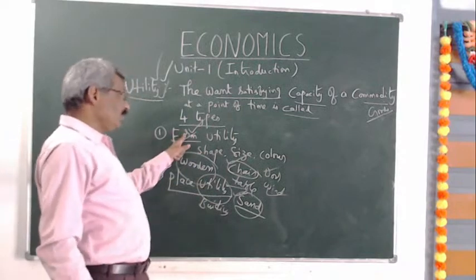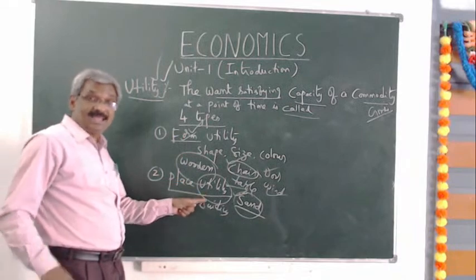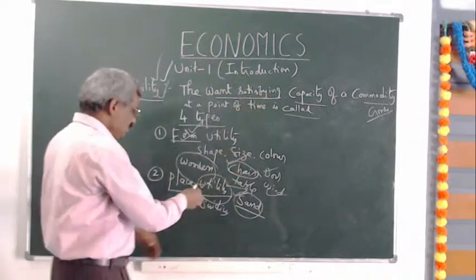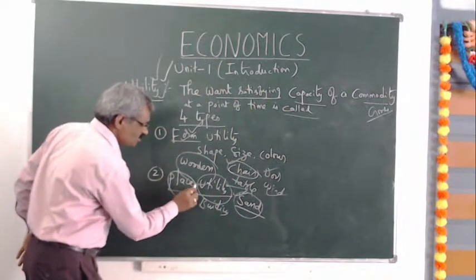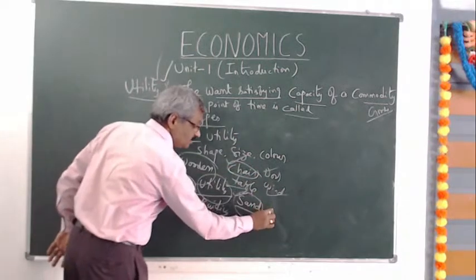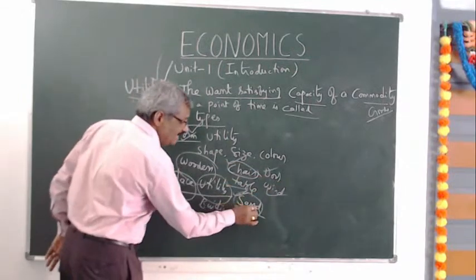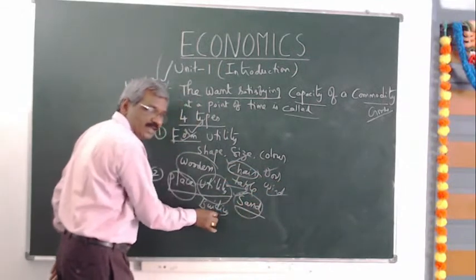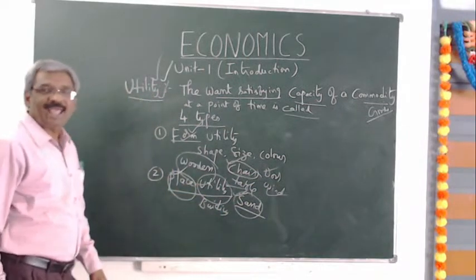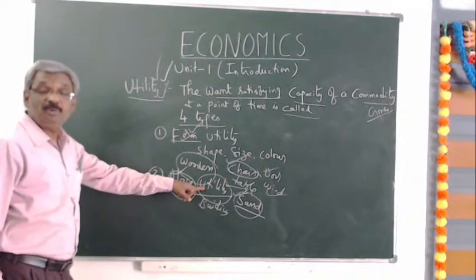This is a form utility. This is the place utility. The sand is transported from one place to another place. Why? Because in the river, the sand does not have the capacity to satisfy human want. But at city level or rural level, sand is used for construction of buildings. For that purpose, at that place, the commodity has the capacity to satisfy human want.